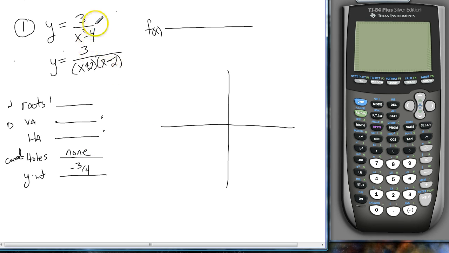The roots, there's no x in the numerator. There are no roots. Vertical asymptotes. Now we look downstairs. So I have -2 and +2. So this one has two vertical asymptotes. So it'd be x equals -2, x equals +2.